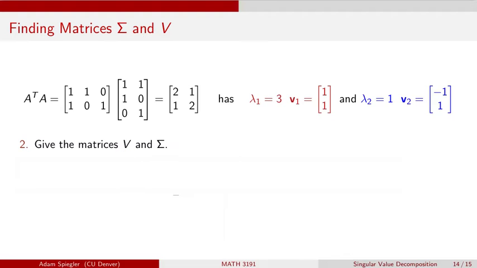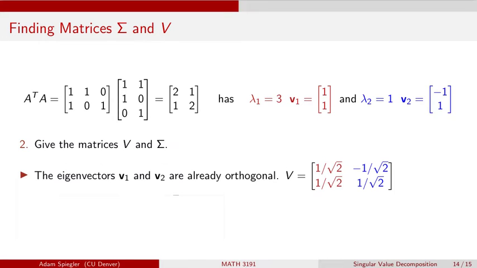To find the matrices V and sigma, I just need to normalize these eigenvectors. So notice that, again, these two eigenvectors are orthogonal because they have distinct eigenvalues, but they don't have unit length. So I divide v1 by its length, which is square root of 2. I divide v2 by its length, which is square root of 2.